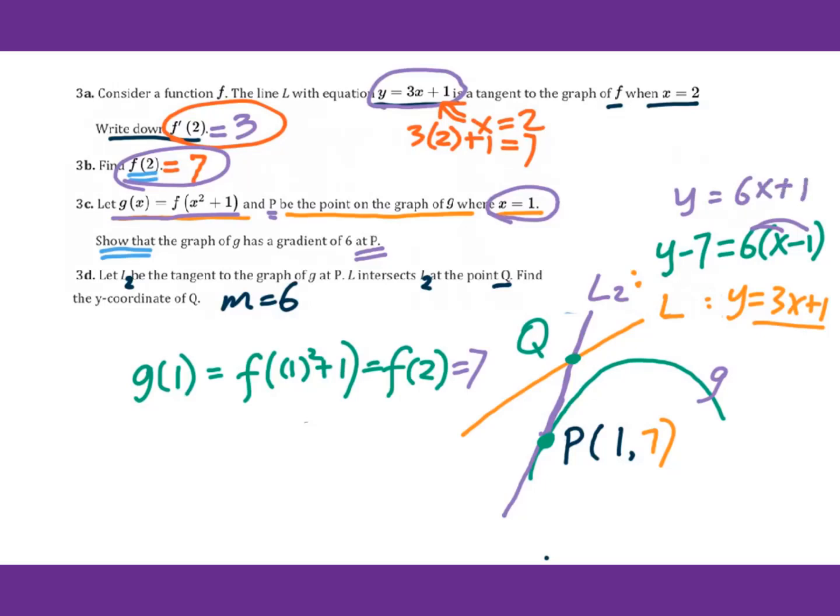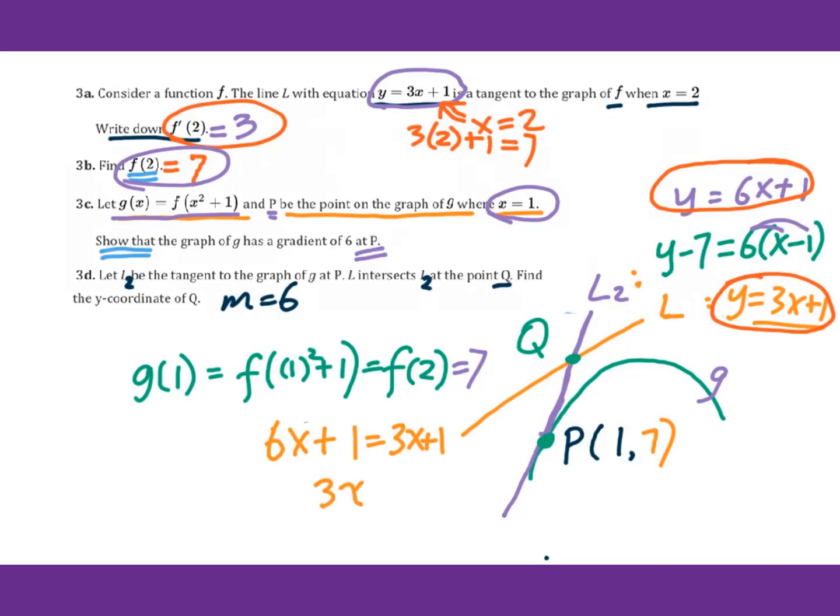For the intersection, you need to solve these two linear functions. Since y equals y, which means 6x plus 1 equals 3x plus 1. Then you can get 3x equals 0, so x equals 0. Then you plug back into either of these two equations. I plug into y equals 3x plus 1 because it's easier. y equals 3 times 0 plus 1 equals 1. Therefore, the y-coordinate of Q is 1.